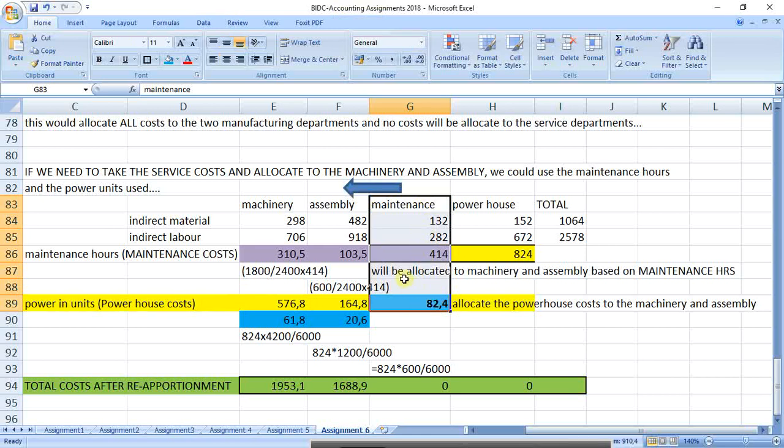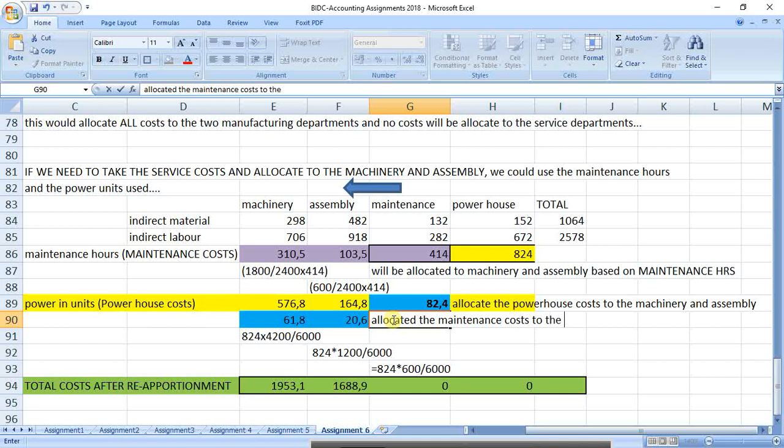That 82 Rand 40 needs to be allocated. So what did I do here? Write a description for that. So for this one, we allocated the maintenance costs to the machinery and assembly departments. That's what we did.